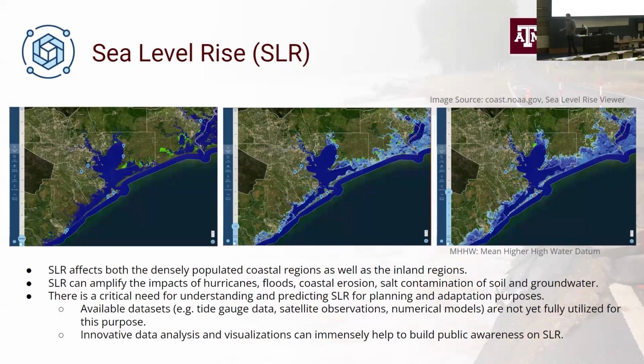And the other aspect is, even if we figure out what is going on scientifically and how we predict it, we have to develop innovative methods to communicate that with the public and the people who are in charge of planning and taking those kinds of measures. So these are the two main components of the problem. One is to understand the scientific part and see how we can do the prediction part, and then the end user part, like how we can communicate that information to the end users.